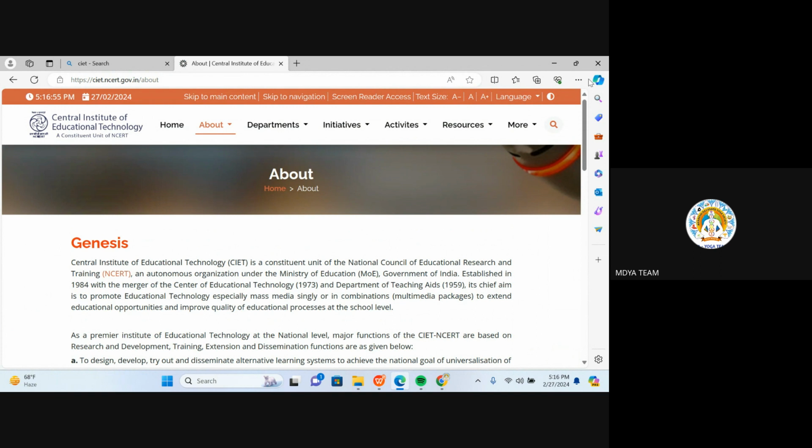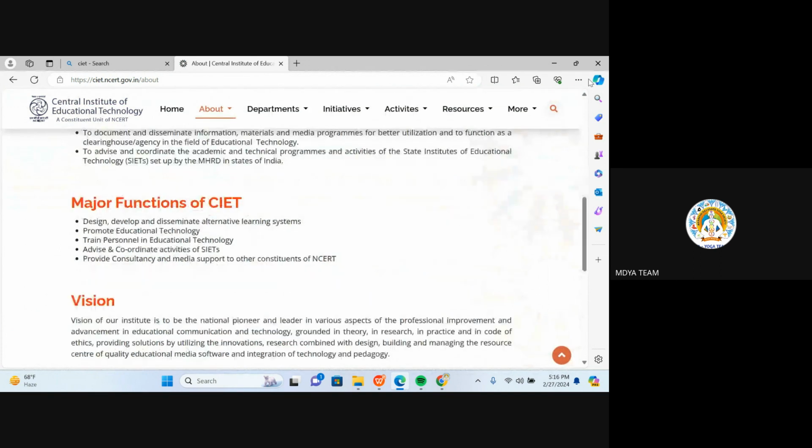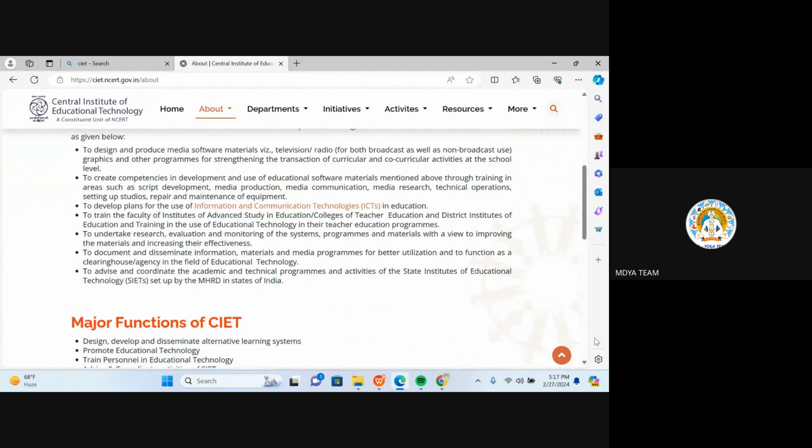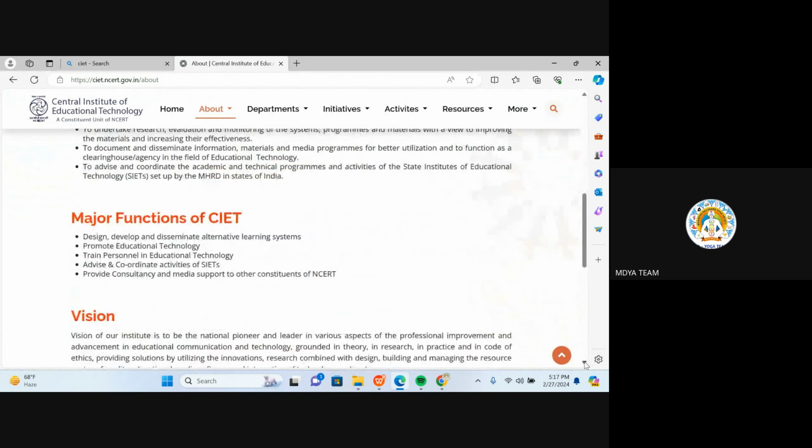Now we will discuss the major functions of CIET. The major functions are to design, develop, and disseminate alternative learning systems, promote educational technology, train personnel in educational technology, advise and coordinate activities of SIETs, and provide consultancy and media support to other constituents of NCERT. These are the major functions of CIET.